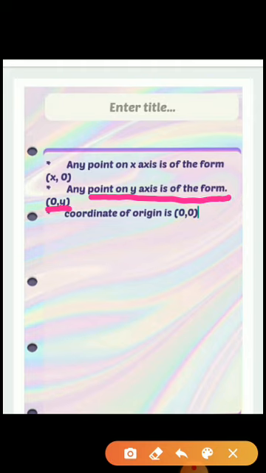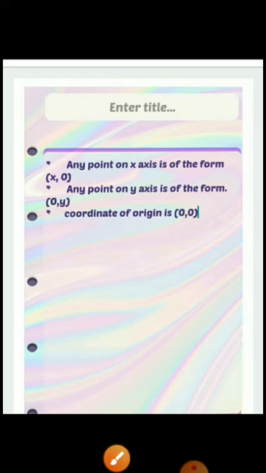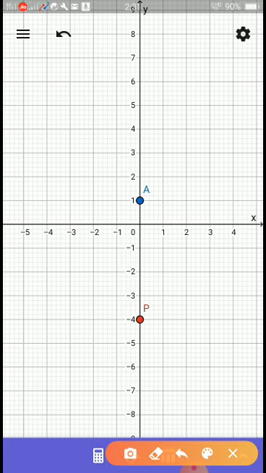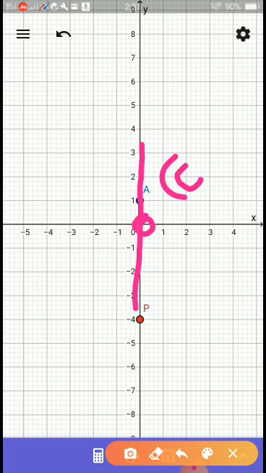That means on the y-axis your x is always 0, right? So see what will be the coordinates of A and P here. Now A is on the y-axis. That means my x is always 0. So my first coordinate, that is the x coordinate, will be 0. And this point is 1. So point A, my coordinates will be (0, 1).